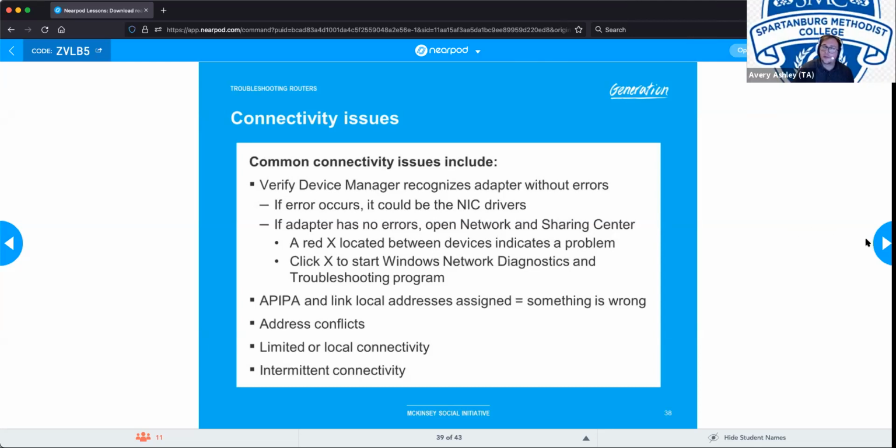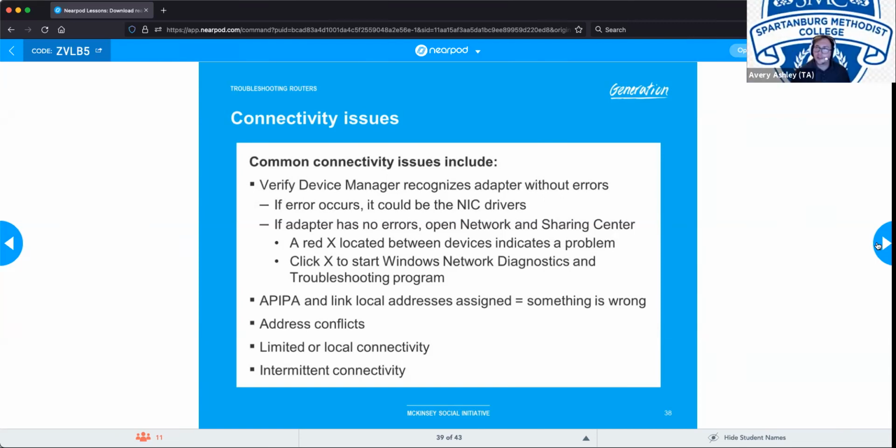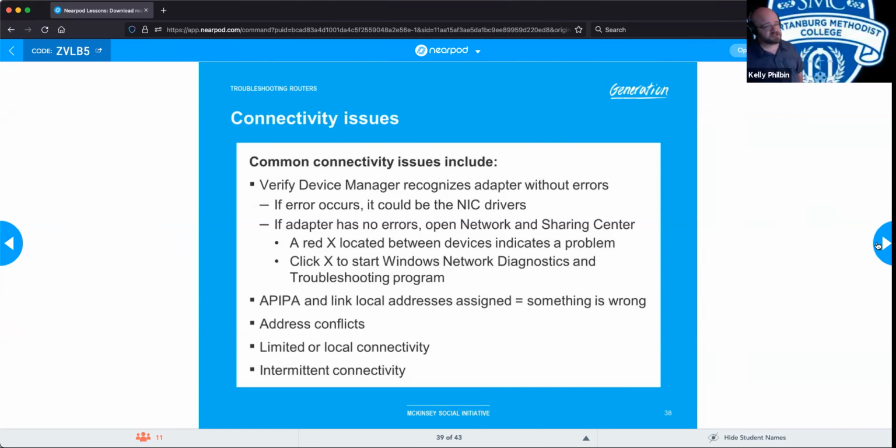That's where we'll get into releasing and renewing our IP addresses. So if two people have the same one, you can release your IP back to the DHCP and request a new one. Just make sure you do it in the right order. Don't renew then release, then you won't be able to talk.